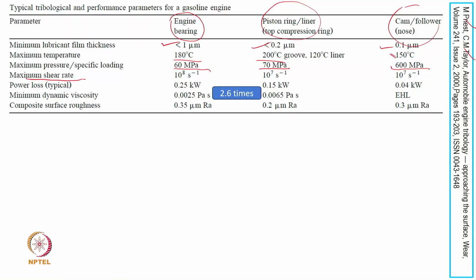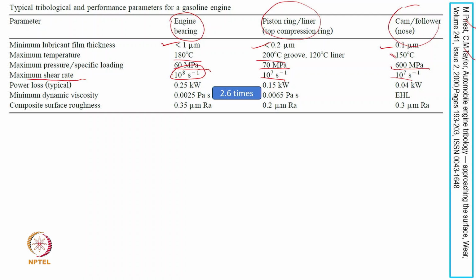One more interesting thing here is the shear rate. You can see the shear rate in the engine bearing is very high, 10^8, very high. Almost all the lubricant will go through a shear thinning effect. For the piston ring it is 10^7, and the same for the cam and follower, 10^7.